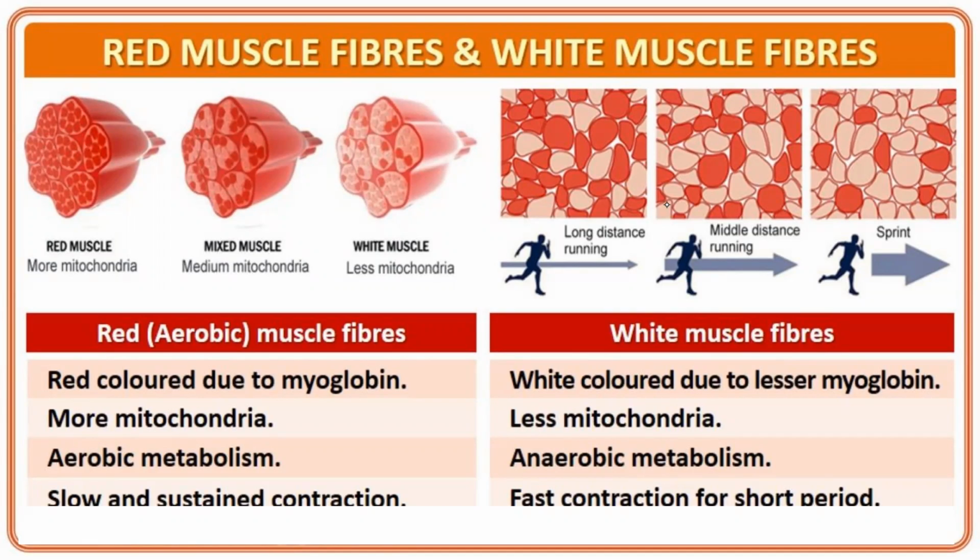Red muscle fibers have more mitochondria, they show aerobic metabolism, and their contraction is slow but sustained. Whereas on the other hand, white muscle fibers have fewer mitochondria, they perform anaerobic metabolism, that's why they are also known as anaerobic muscle fibers, and the contraction is fast but for a shorter period. So this is how the white and the red muscle fibers are differentiated on the basis of their function, metabolism, and the presence of pigment.